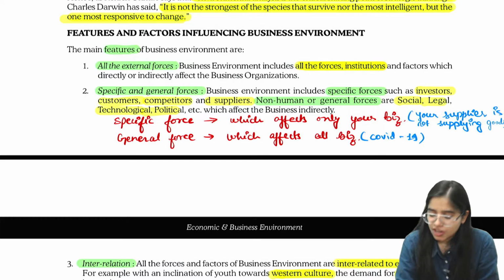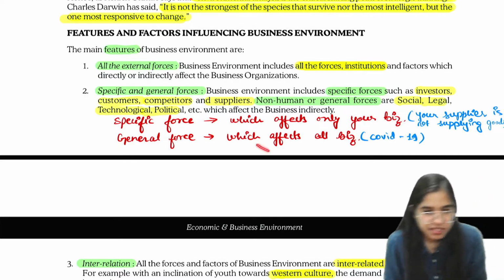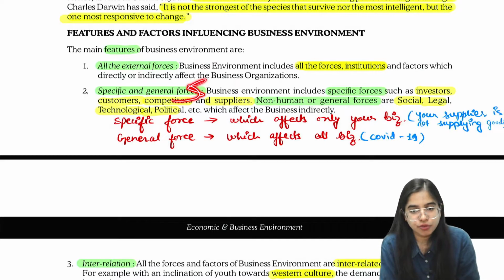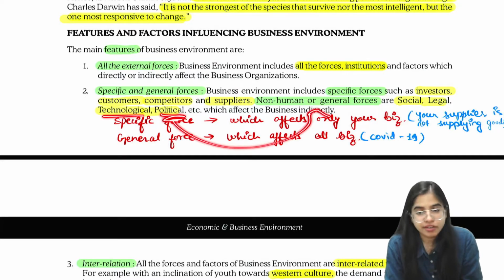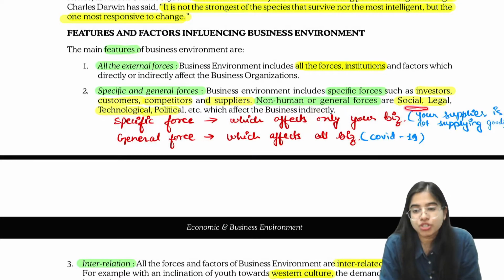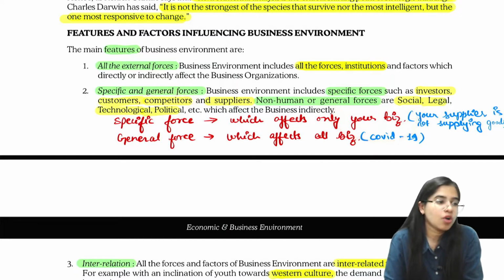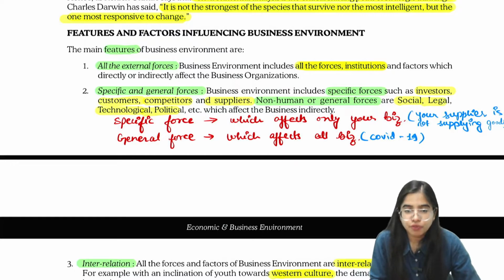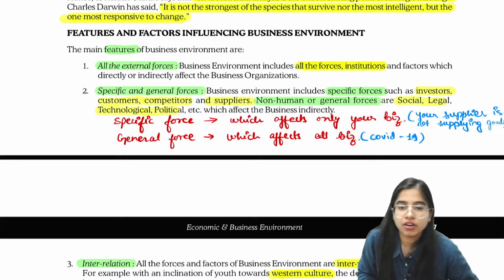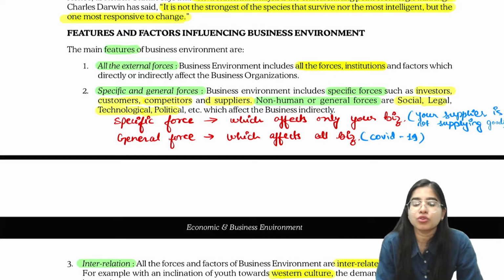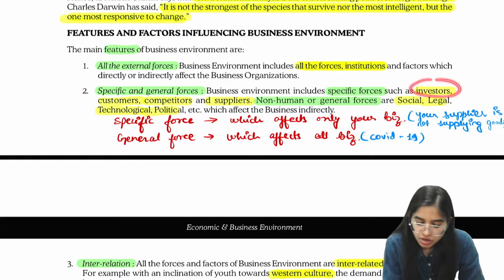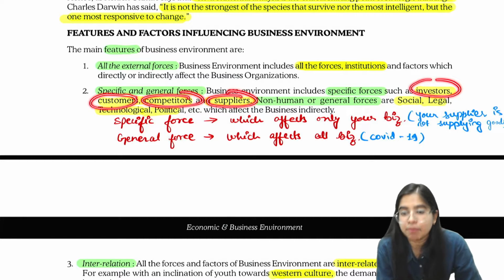The answer is competitors. Why is the answer competitors, ma'am? Government comes under political, so government will come under general force. Society comes under social, so it will come under general force. And your correct answer is competitor, because competitor is not a general force. Competitor is a specific force, right? So which of these is a specific force? Specific forces include human people like investors, customers, competitors, and suppliers.